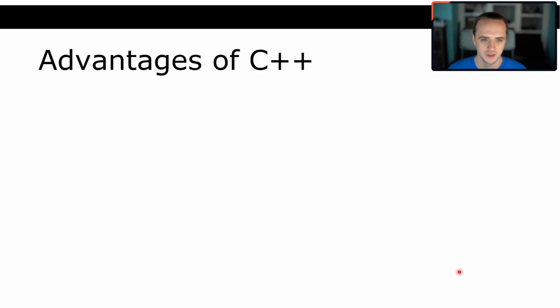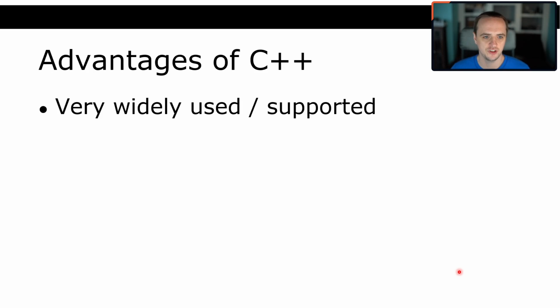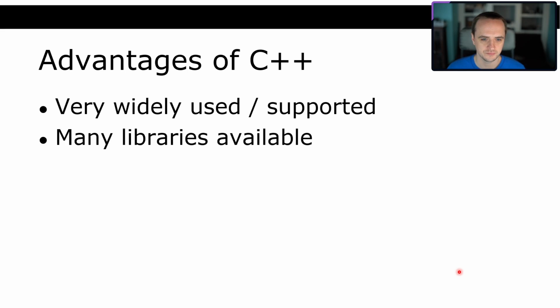So some of the advantages of C++, first of all, it's extremely widely supported and widely used, so you're going to be able to find help for almost anything online. There's many libraries available online as well. So for example, we're going to be using the SFML library, which is the Simple and Fast Multimedia Library, which will let us do things like set up a window, draw some things to the screen, and record mouse movement and keyboard inputs and stuff really, really easily.